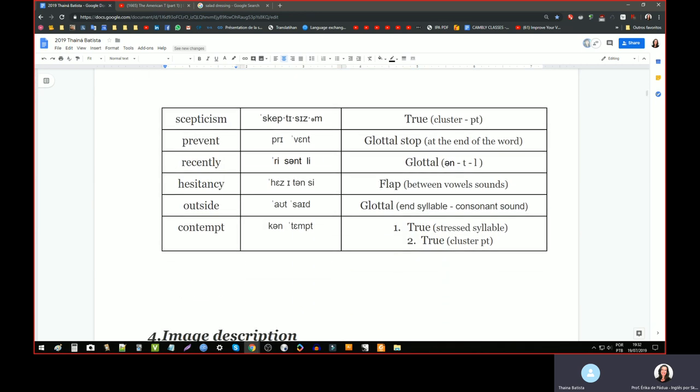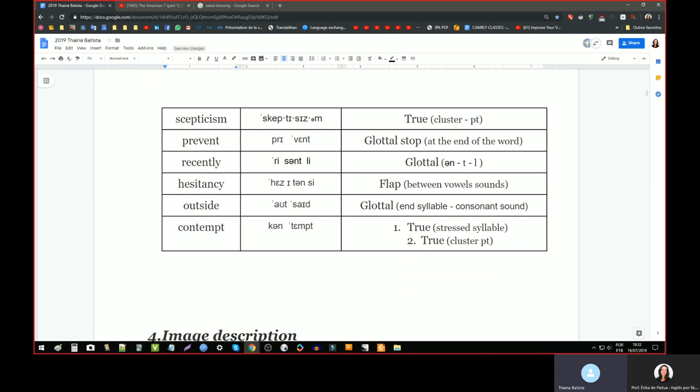Oh, there is more. Let's continue. Skepticism. So it's a true T because the T is in a cluster. Prevent. Glottal stop, T at the end of the word. Okay, this is hard. Recently. Recently. Glottal stop. Yeah. Hesitancy. This is hard also.